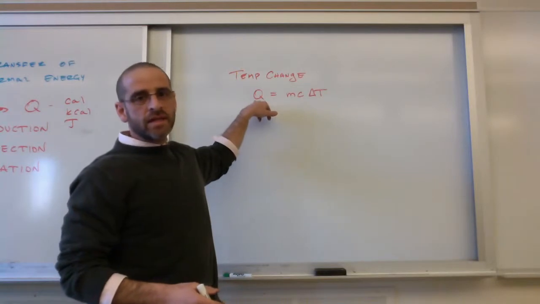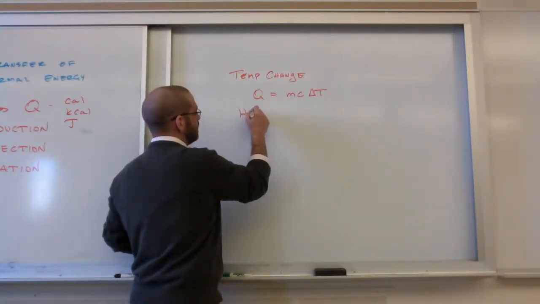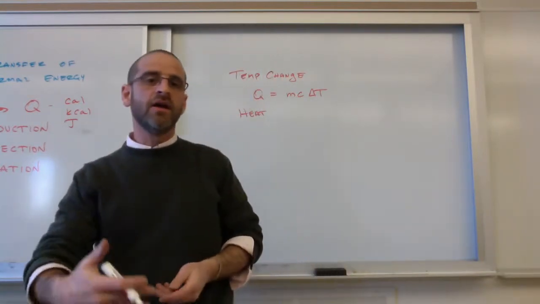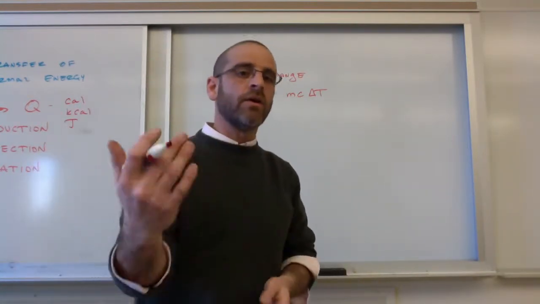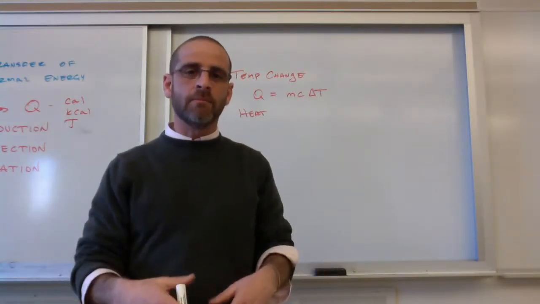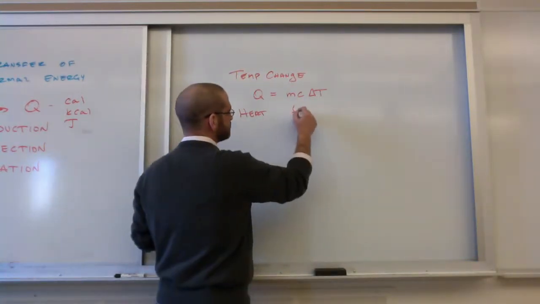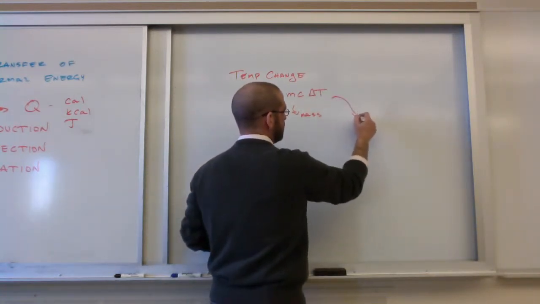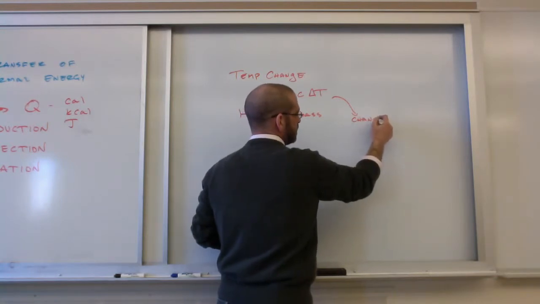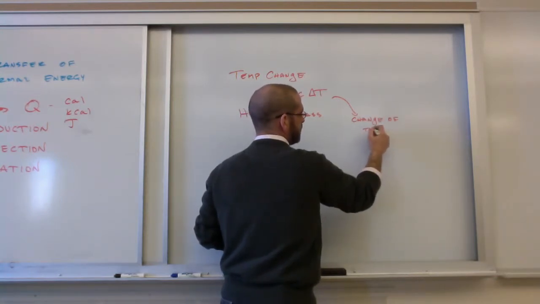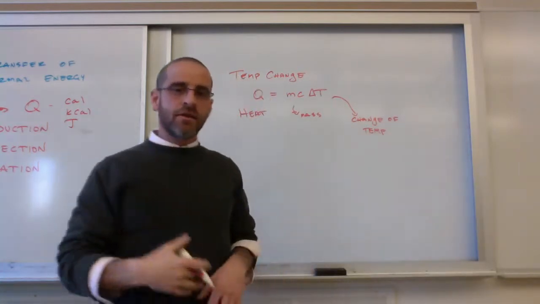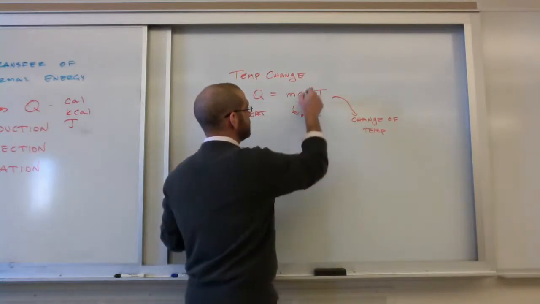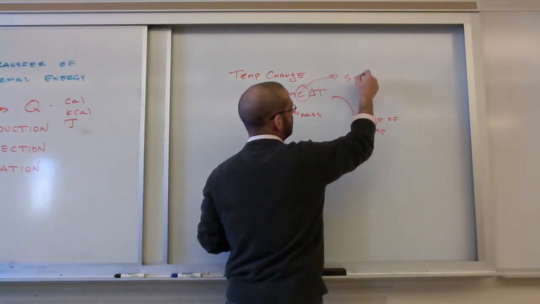Q, obviously, is our heat that's going in. It could be in the form of microwave radiation. It could be in the form, in this case, of conduction or convection. It doesn't really matter. It's our heat that's going in. M stands for mass, and delta T is our change of temperature. Now, there's one more piece of this, and you may have heard about this in chemistry, and it's this guy right here, C. C refers to the specific heat.